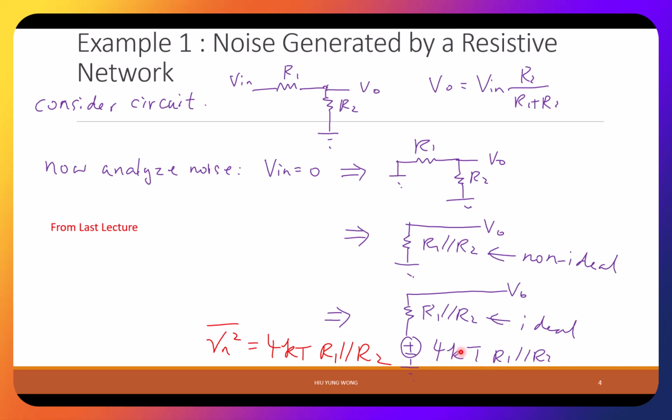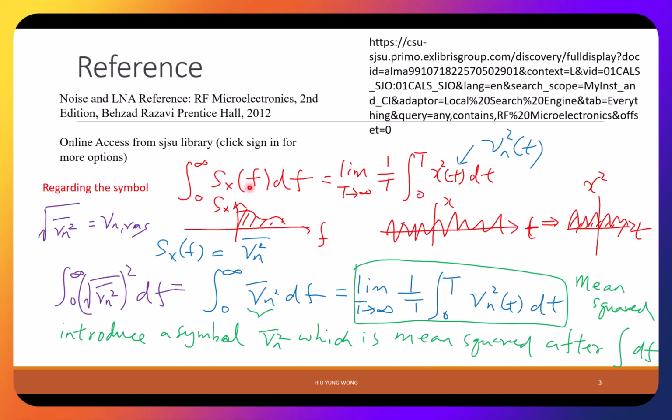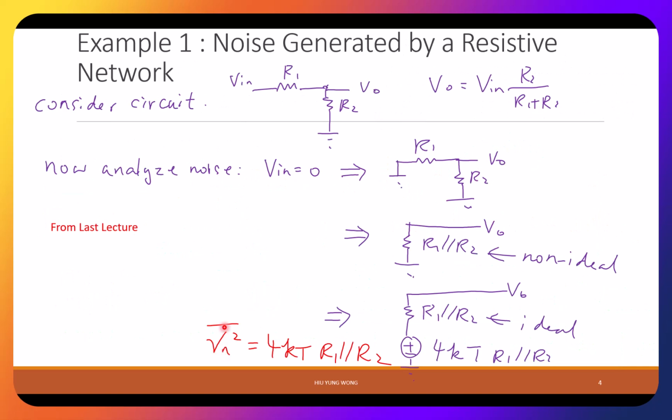And again, what is it? This is the power spectral density, PSD, Sx, or Vn squared bar. So we can say Vn squared bar equals 4kT R1 parallel R2. This is a function of frequency. Also, it does not depend on frequency. It is a constant, but it's still a function of frequency. It just turned out to be constant because this is white noise. So that is one way to find out the noise generated by the resistor.